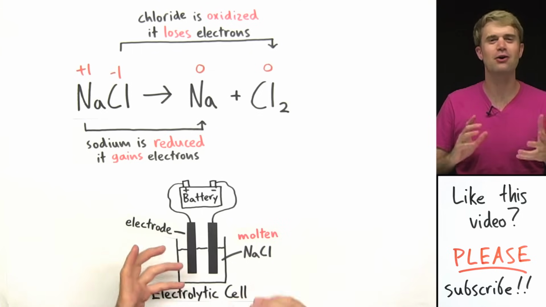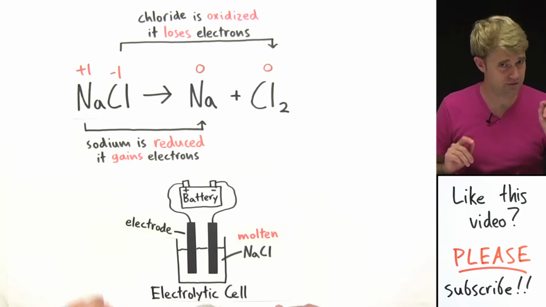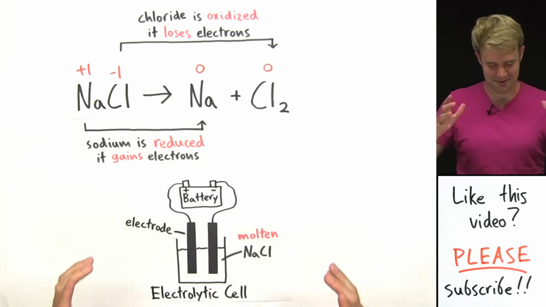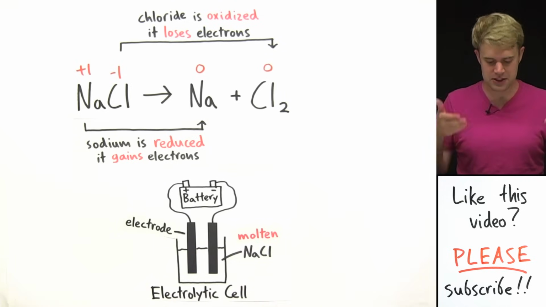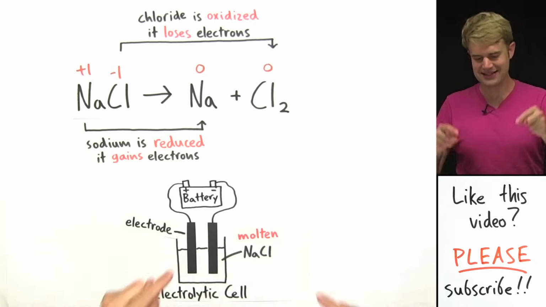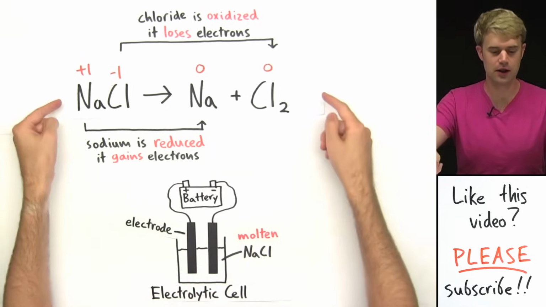Sodium chloride doesn't melt until about 1500 degrees Fahrenheit or 800 degrees Celsius. So it's got to be super, super hot. And this device has to withstand really high temperatures. The sodium chloride has got to be molten for the electrolysis to happen.